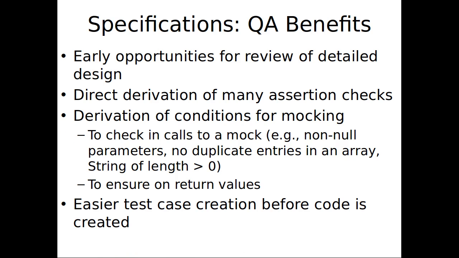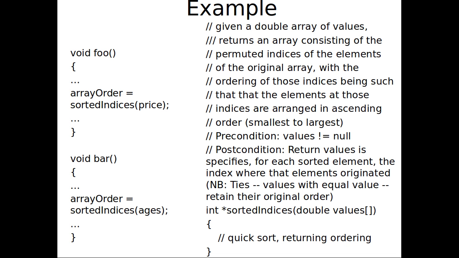So when we go back to this, you notice a lot of what's promised here, both up here, where postconditions are applied, the description of what this does, and in the postconditions, is something about what's happened. It says, for example, values with equivalue retain their original order. Here we've indicated that it returns an array consisting of the permuted indices of the elements of the original array, with the ordering being such and such.